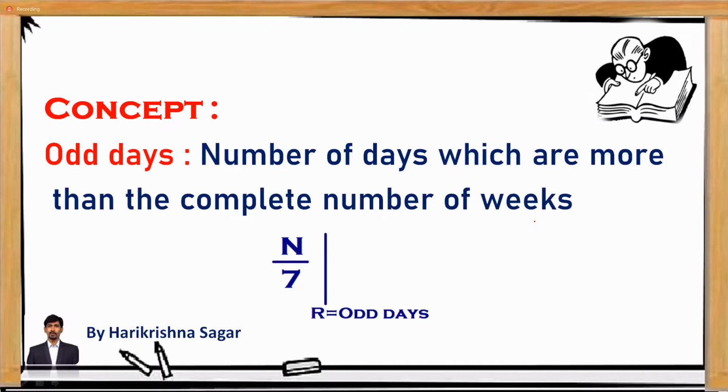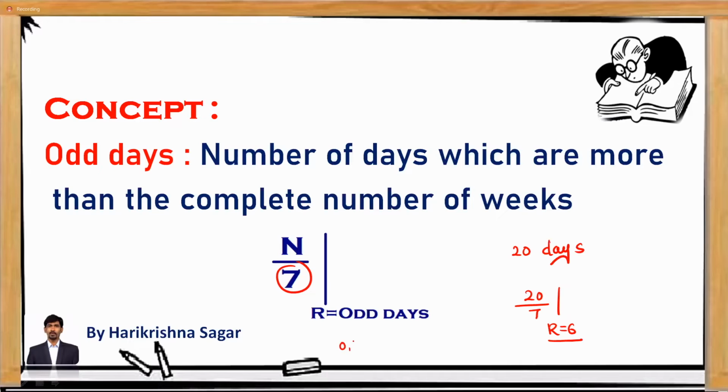For example, you have 20 days. You want to find out the number of odd days here. You can simply go with the calculation 20 by 7, 7 2s are 14, we are left with the remainder 6. So we can say odd days will be 6. And one important point is you are dividing with 7.